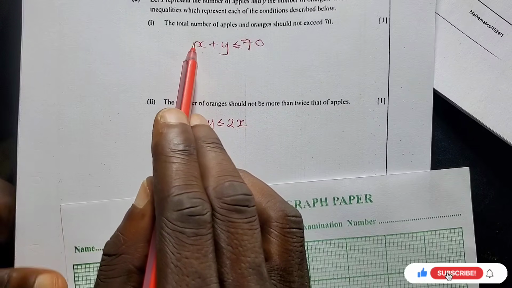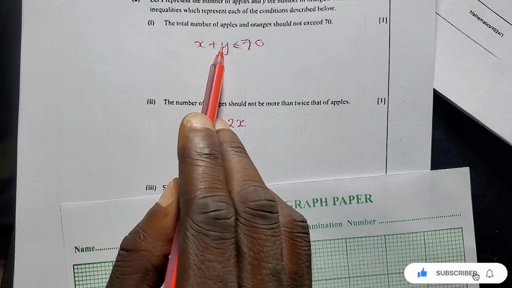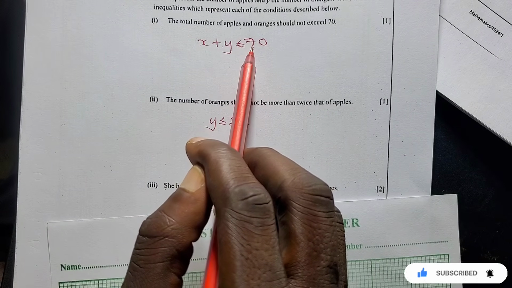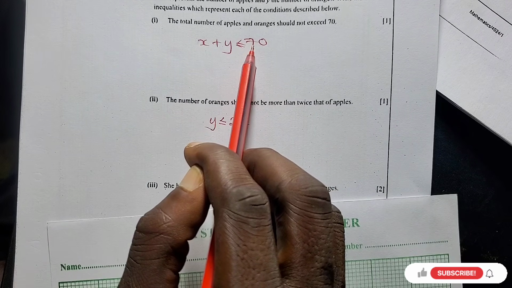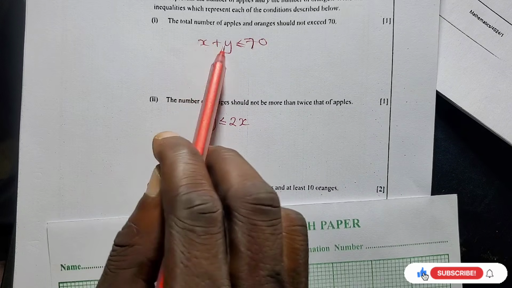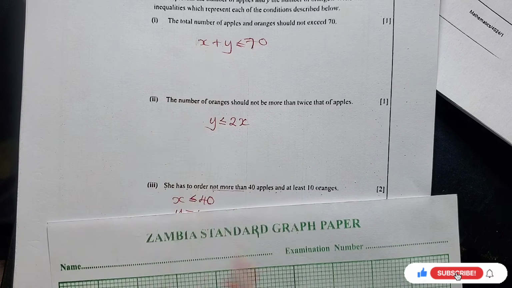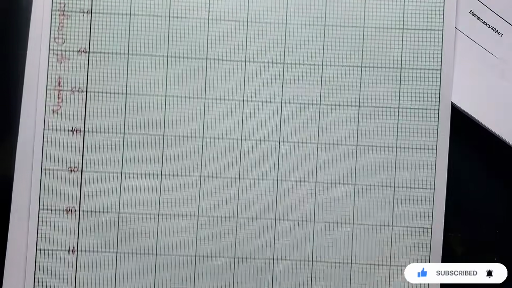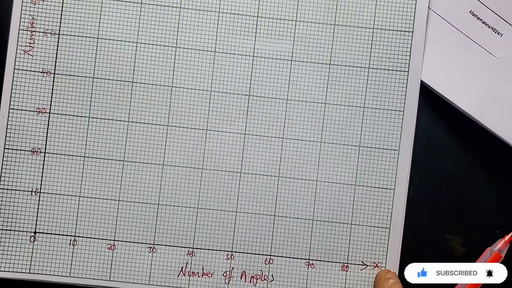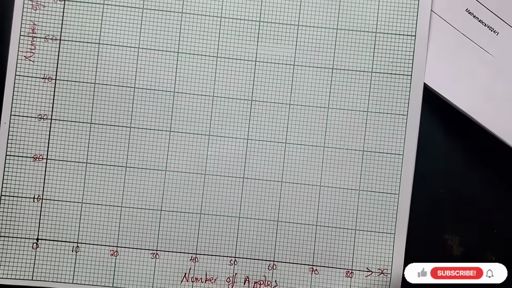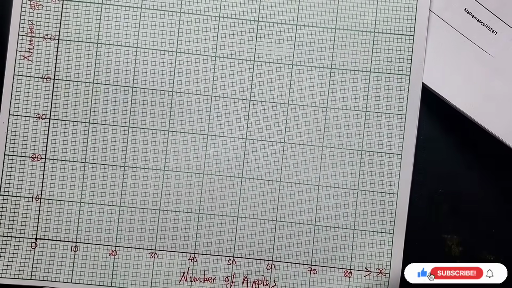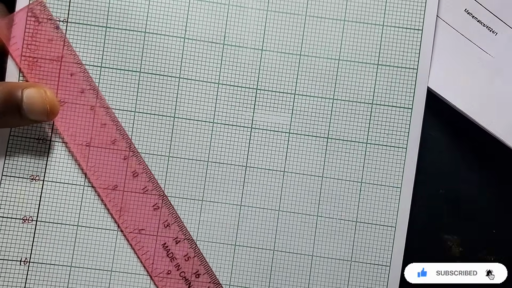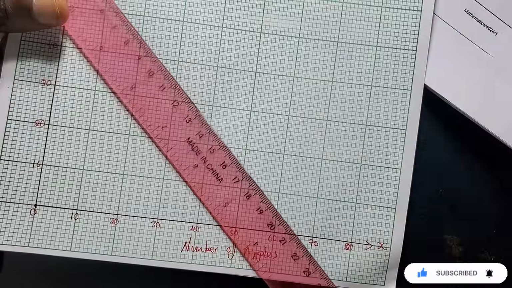So if you just have the coefficient here on the x 1 and on the y 1, it means that our inequality is passing through 70 on the x-axis and 70 on the y-axis. Simple. As long as the coefficient is just 1. Okay, so on our graph here, using a ruler, we are going to draw a line passing through 70 on the y-axis, which is here, and 70 on the x-axis.